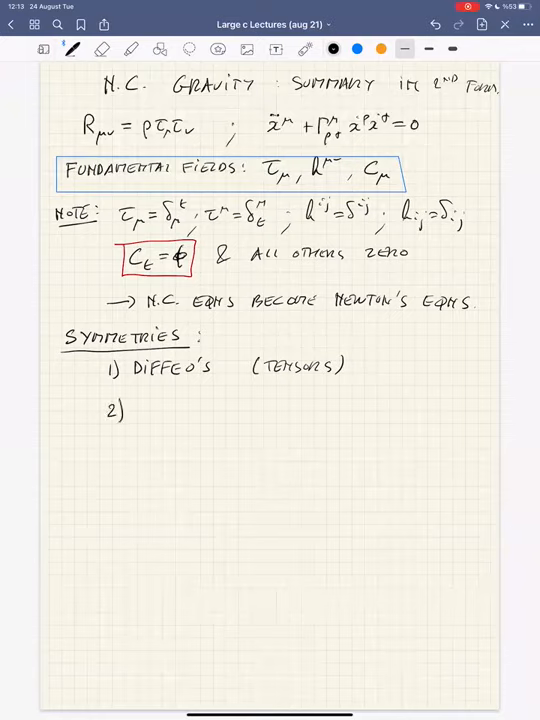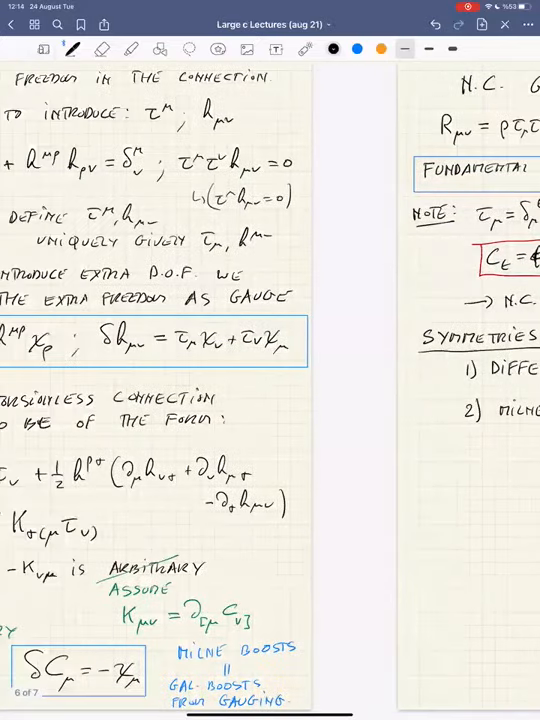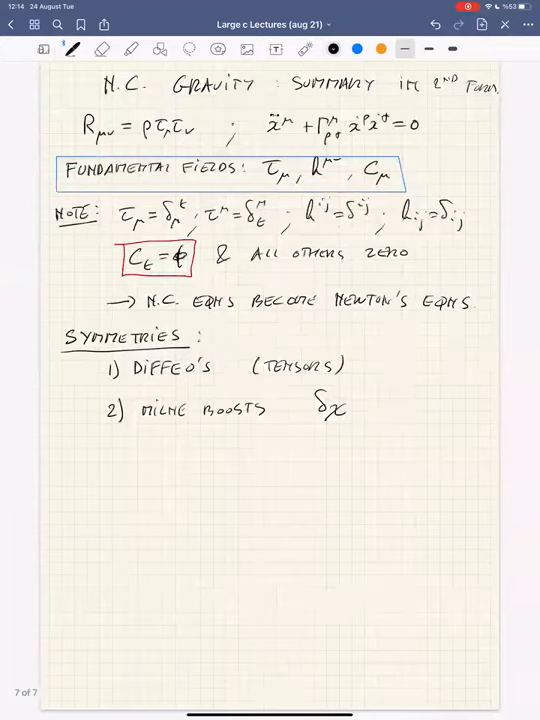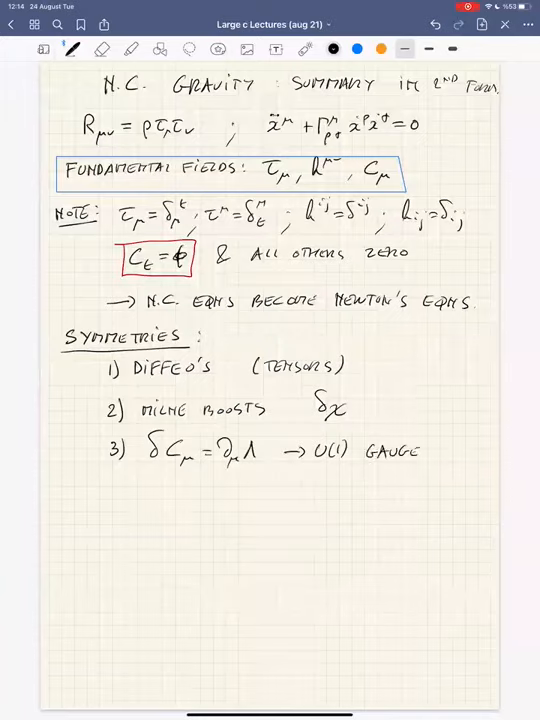Two, we introduced the Milne boosts, delta chi. Let me not rewrite the transformations, they were here in blue. You can look at them once more. And then finally, there is one extra symmetry which I didn't mention yet. I can make the following transformation: delta C mu is just d mu lambda. So this is a U(1), or should we rather say R? It doesn't matter, I think it's non-compact, but who cares? U(1) gauge symmetry.